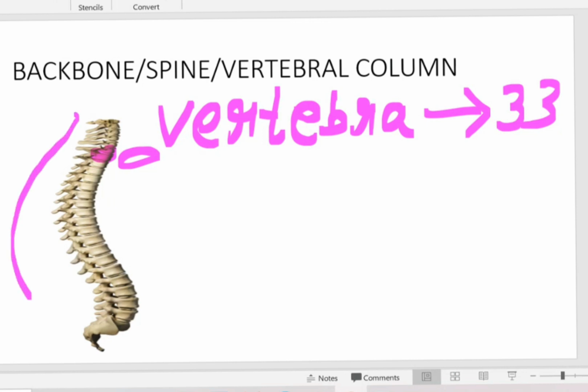You can see like this, a tube-like structure, and inside this there are gaps. So if this is arranged like this, you can see the holes. Through these holes, the internal delicate organ, your spinal cord, is passing. So the spinal cord is protected by your vertebral column or backbone.